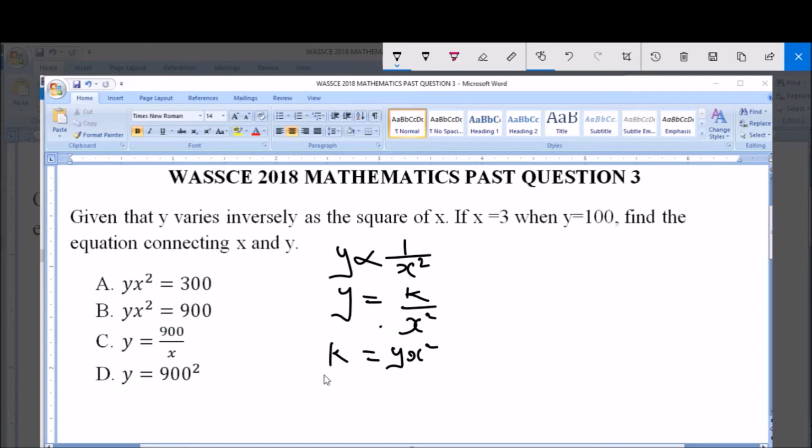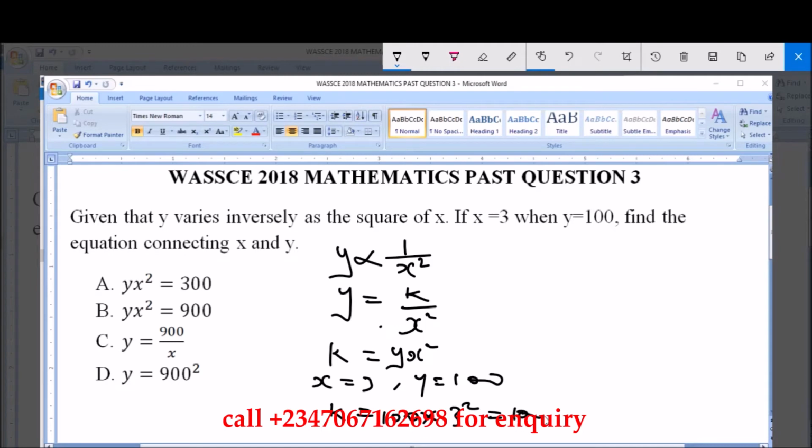So from this, when x equals 3 and y equals 100, we can say k is equal to 100 multiplied by 3 squared, and this is equal to 100 multiplied by 9, and this is equal to 900. So that means the constant k is 900.